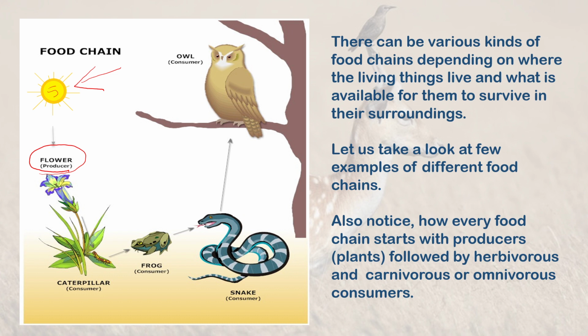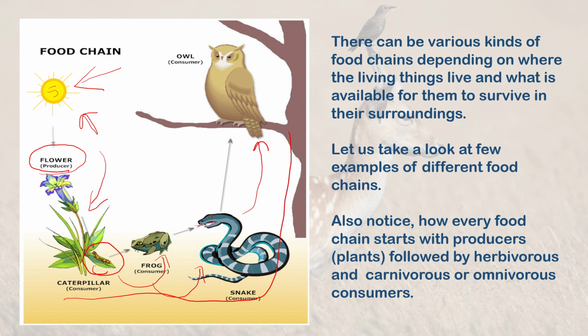From here the chain of consumers will start. So this plant is eaten by a caterpillar. This caterpillar is eaten by a frog. This frog is eaten by a snake. And this snake is eaten by an owl. So if you see, all these are consumers. So in a food chain, you can have any number of consumers, right? Because any herbivore can get eaten by any carnivore or an omnivore, and then this animal again can be eaten by the next animal. So we can have any number of consumers in a food chain, but it starts with the primary source of energy, which is the sun, which is taken by a producer, which is a plant, to make its food.